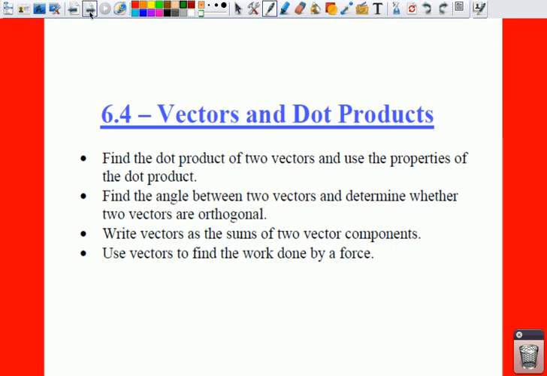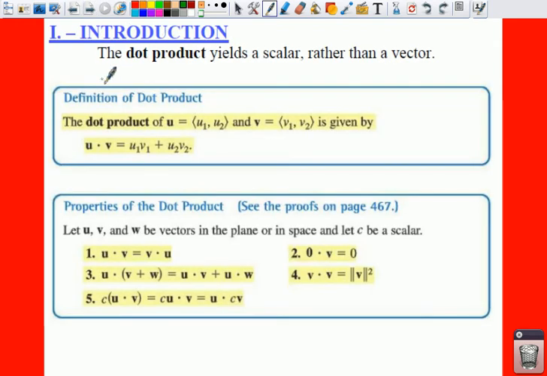No offense. Alright, so let's look at our introduction here. The dot product yields a scalar rather than a vector. So a scalar is just a number. It's not a vector.